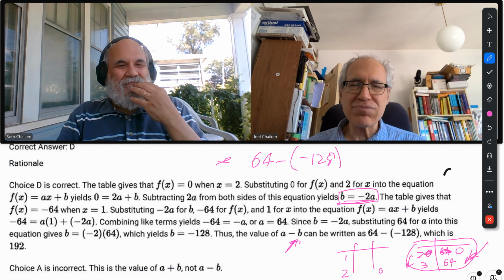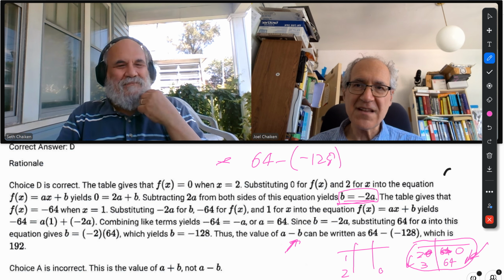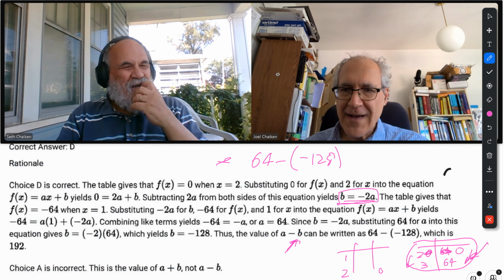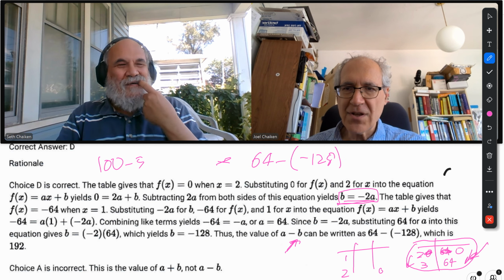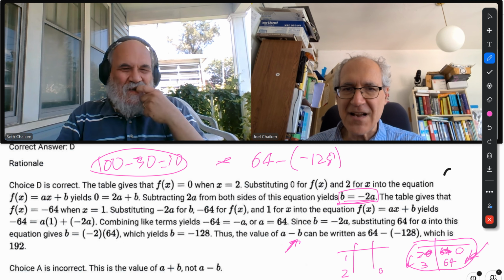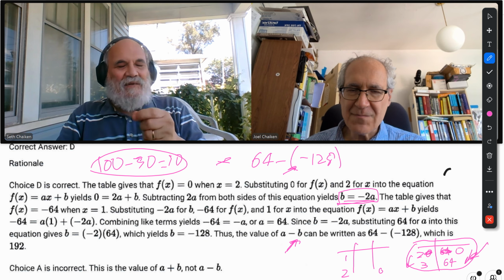So that was another thing they probably were testing, because they could have given a problem where you had, let's say, 100 minus 30, where obviously it's going to be 70, but they messed it up, and they gave you some double negatives there.